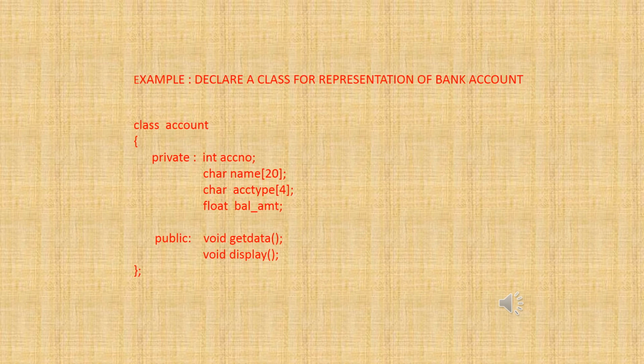This example shows how the class looks. Here, the name of the class is account. The class account contains 4 data members and 2 methods or member functions. These data members are private and member functions are public. Get data and display are member functions. Account number, name, account type, balance are data members.